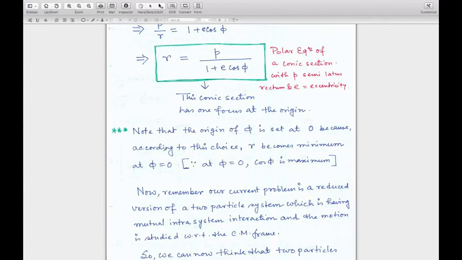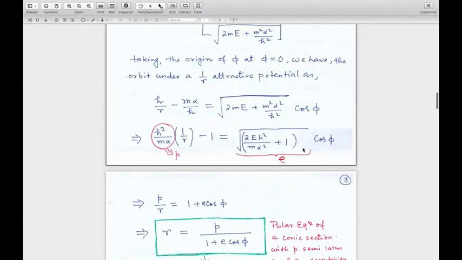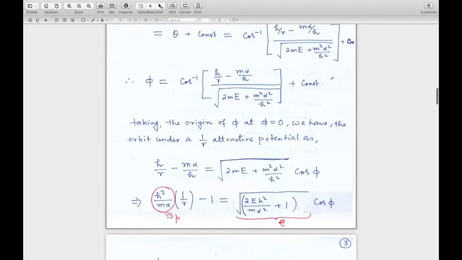But one thing to note is that we supposed, for some reason, that the arbitrary constant be equal to 0 over here, right?